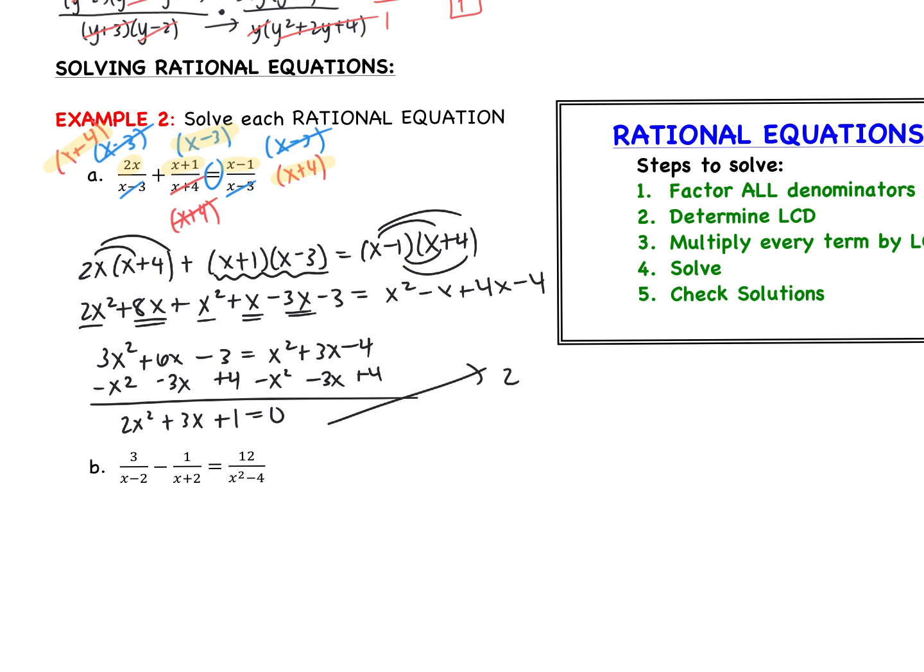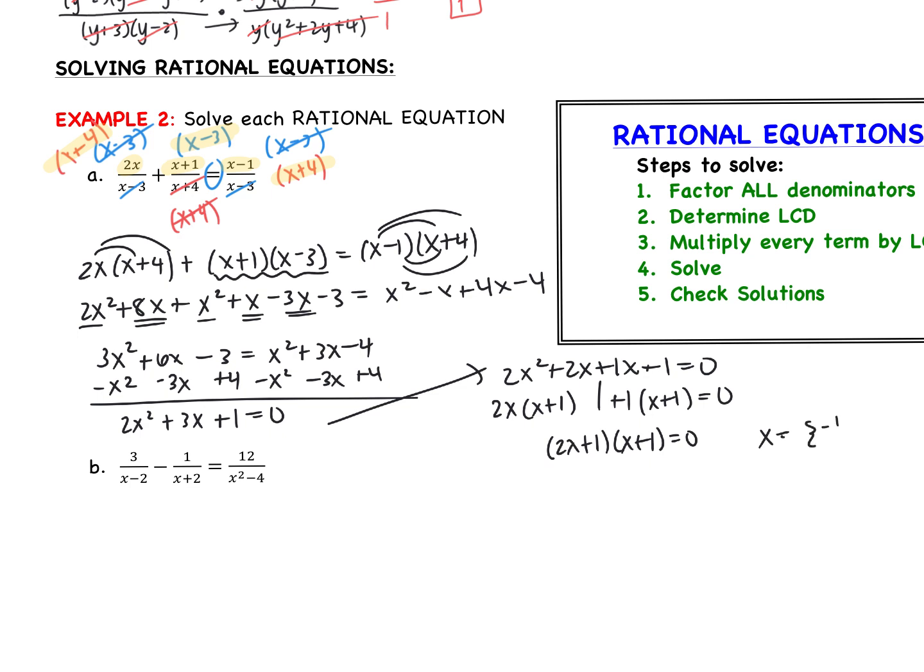So 2 and 1. So that 3x gets split into 2x and 1x. So if I factor out a 2x, I'm left with x plus 1. Factor out a 1, and I'm left with x plus 1. So this gives me 2x plus 1 and x plus 1. So our answers are negative 1/2 and negative 1.